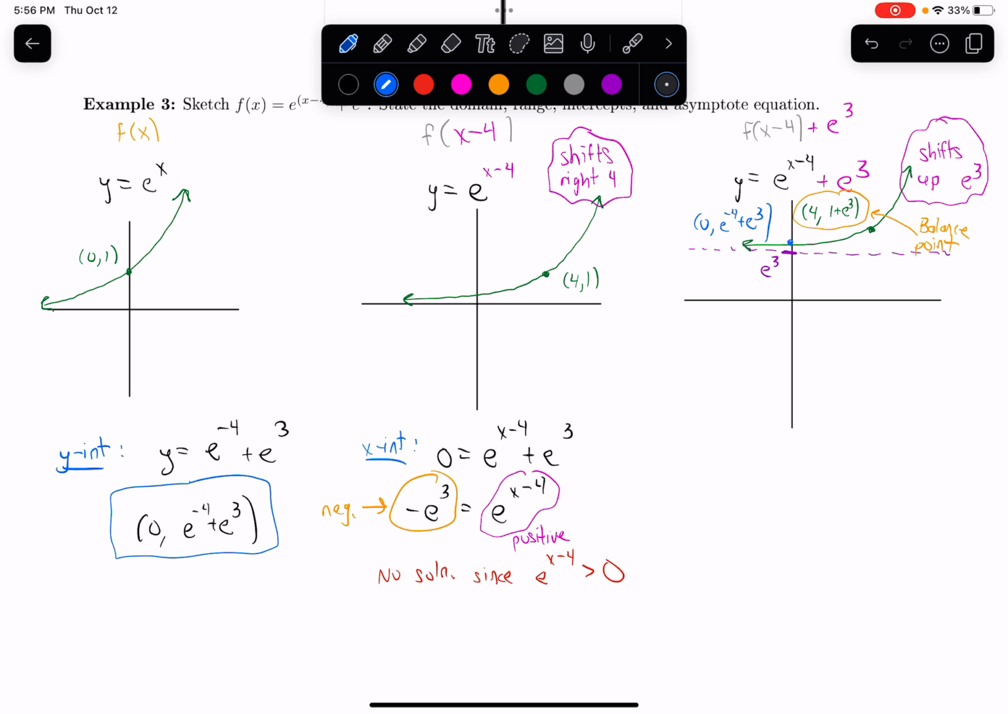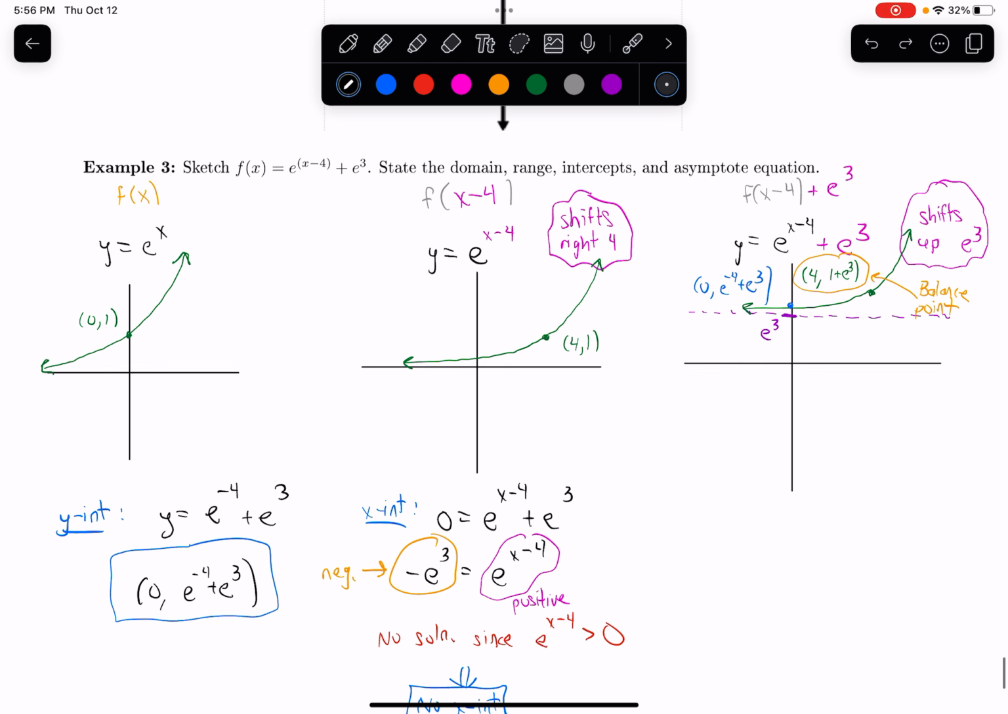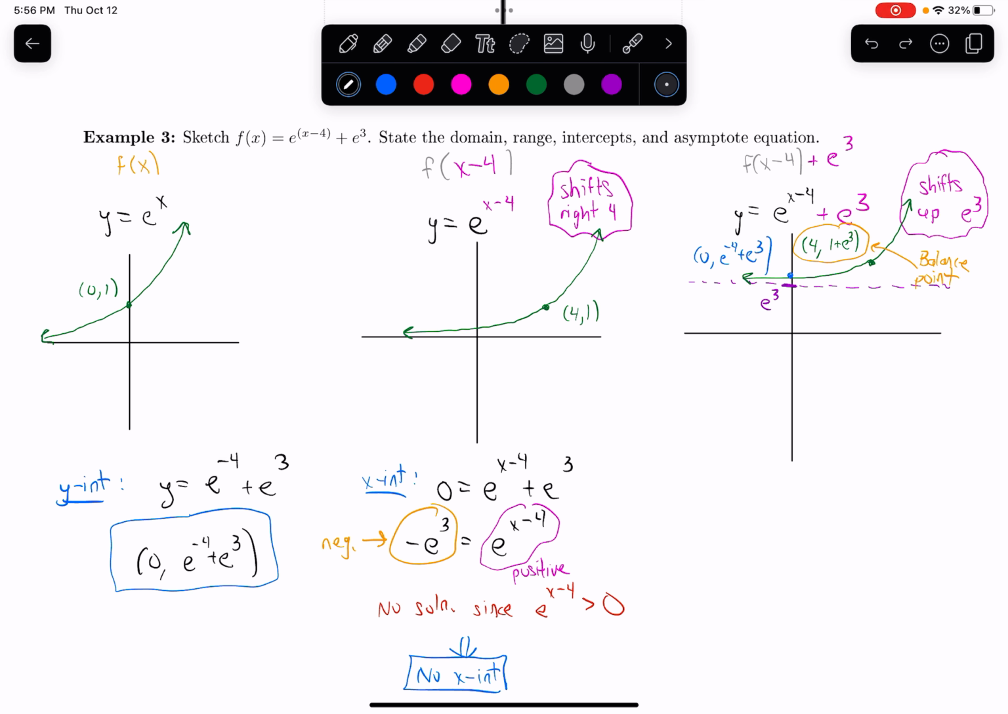So I tried to find x-intercepts. I got no solution. That means there are no x-intercepts. And of course, that makes sense based on my graph, because I can see that on the graph. There are no x-intercepts. Okay, but this is helpful to be able to recognize, because sometimes a problem will ask me to get the x-intercepts by solving for them. Or maybe I don't have the luxury of the graph to help me with it. Okay, so I got my x-intercept. There is none. Now let's do our domain and range and asymptote equation.